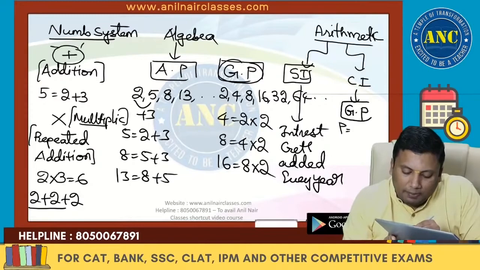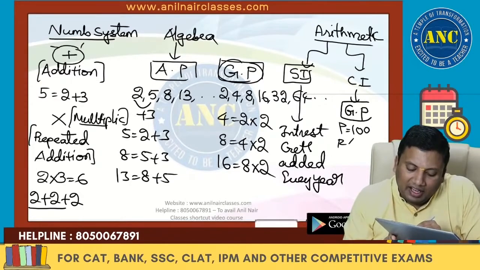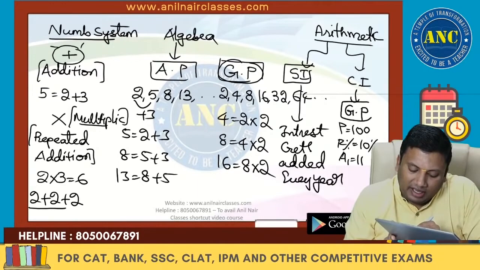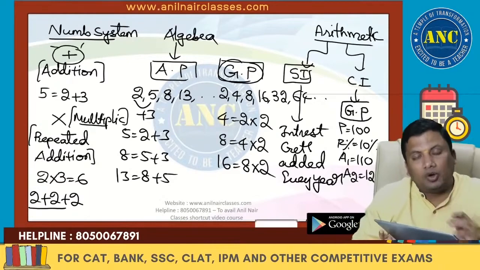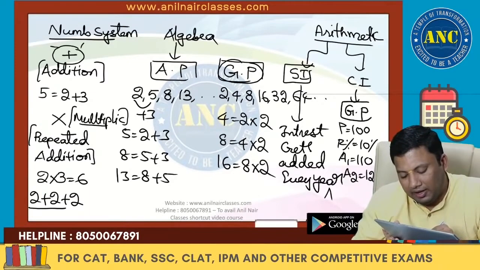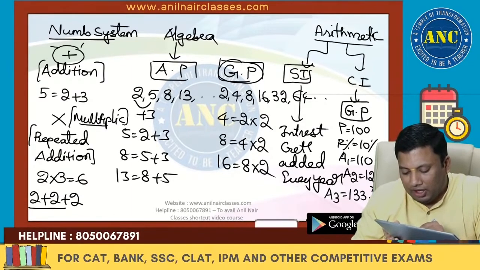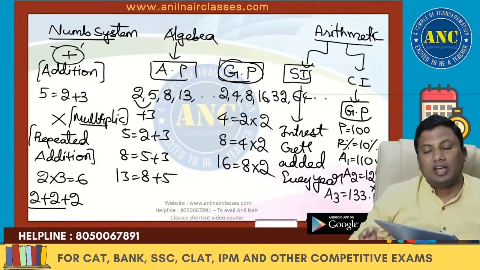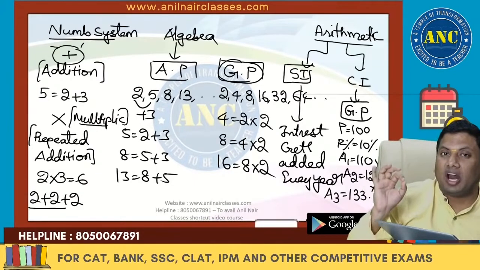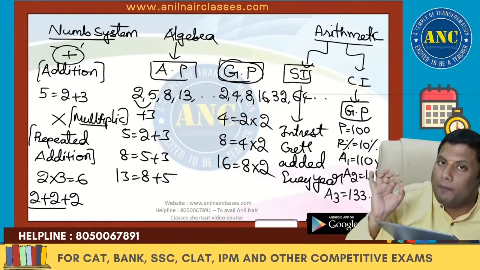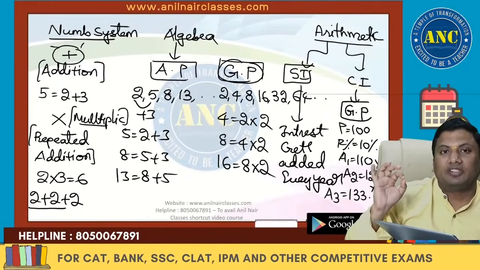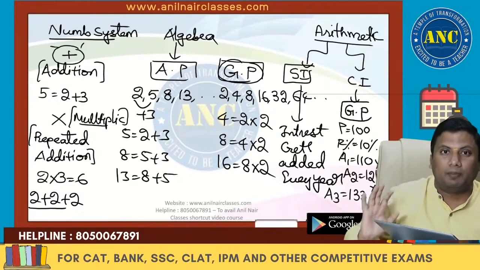Because if the principal is 100 and R is 10%, the amount after the first year is 110. The amount after the second year is 121. I will tell you how you can write 121 orally. The amount after the third year is 133.1. These into 1.1, these also into 1.1. So geometric progression in algebra is compound interest in arithmetic, which is multiplication in the number system.